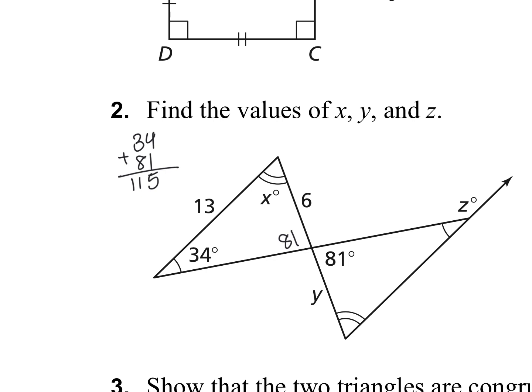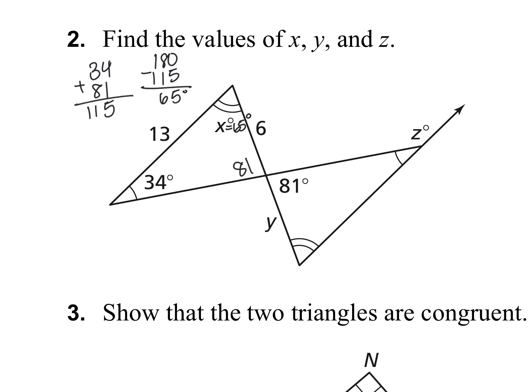So what am I going to do with that 115? Subtract it from 180. Good. 180 minus 115. What would I get? Good. So X is going to equal 65 degrees. What would Y equal? Y equals 6. And I'm going to fill in information that I'm missing. The two congruency marks are congruent to 65 degrees.